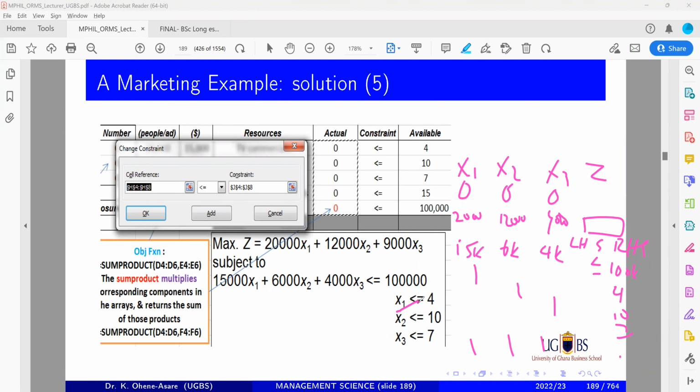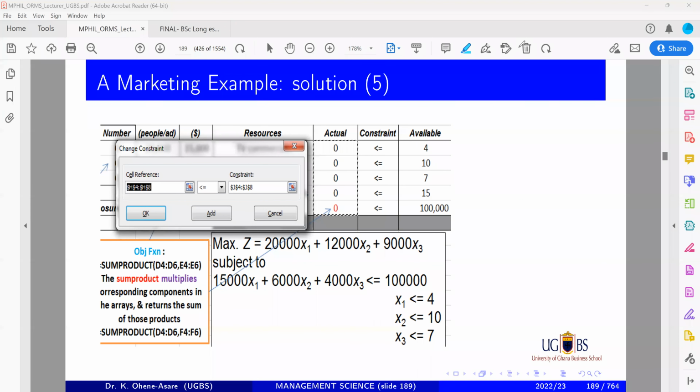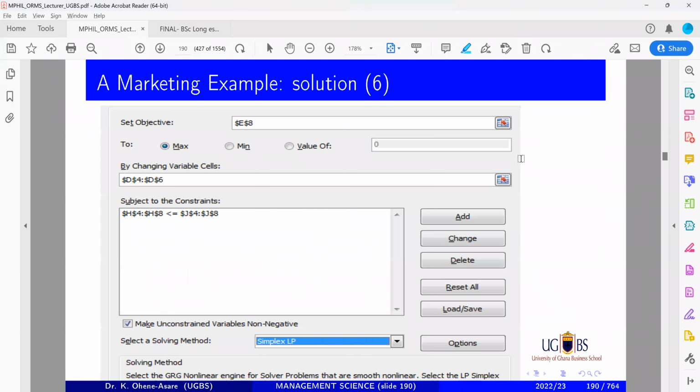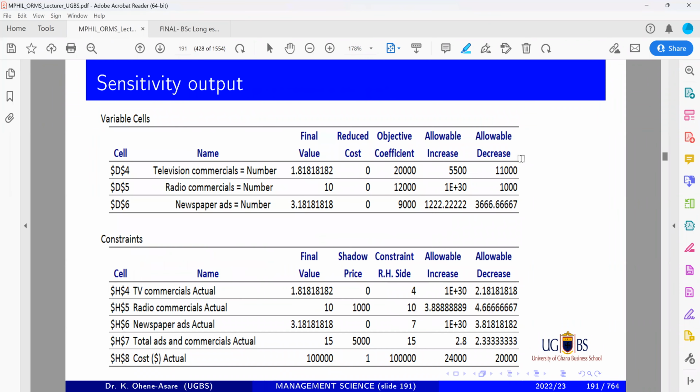Nicely organized. And once you've organized it like that, you can put it into Excel and you execute it. When you do that execution, boom, you get this final result, which will be your sensitivity range. So this is your sensitivity range.